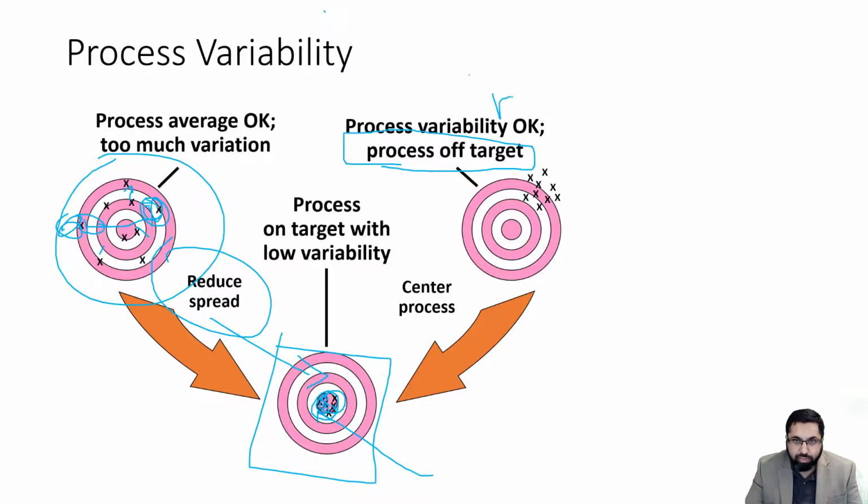The other problem could be your process is not centered properly. So there's a bias in your process. Look at this picture right here. Our points are pretty close to each other, so we don't have too much variability. We have some variability, but on average, we are off center. So our average is not centered on the target value. We need to do adjustments to our process so that we are around the center value, and we are closer to the target value.